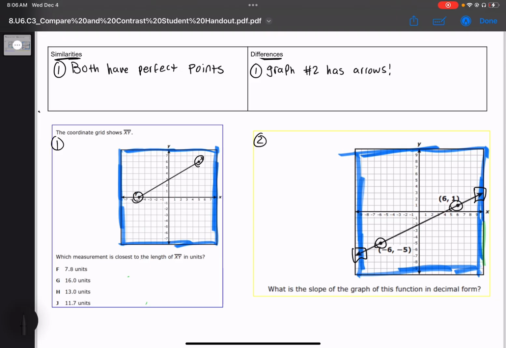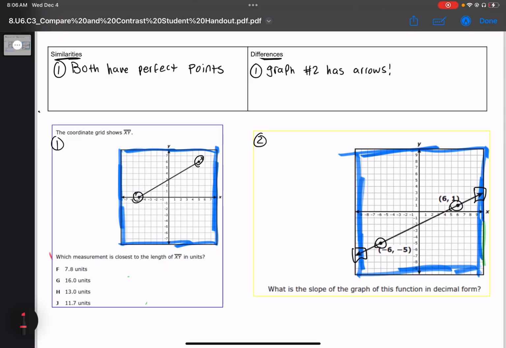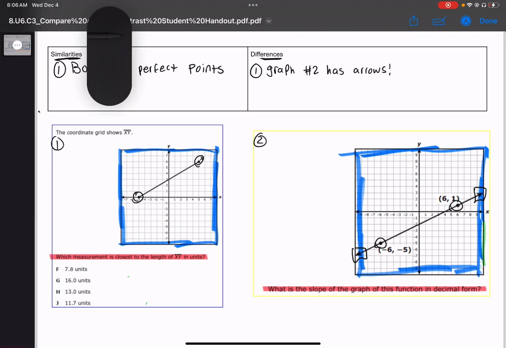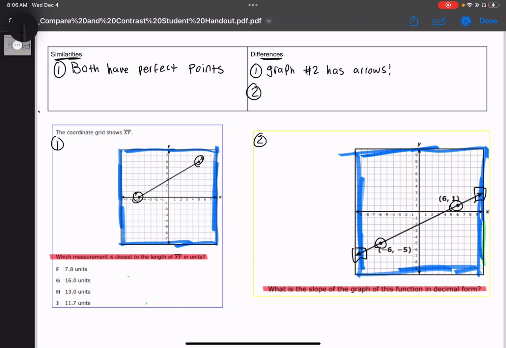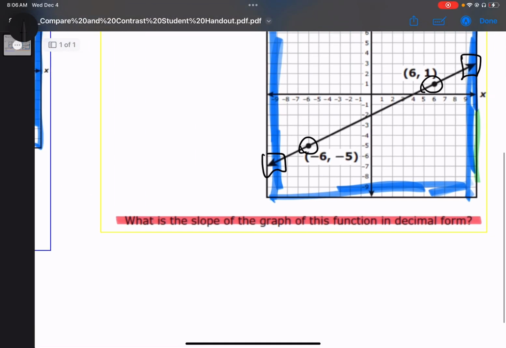Good. Awesome. So now that we noticed that from the graphs, I want us to pay attention. Nos fijemos en las preguntas, in the questions. What do we see that's different? That's the most important part. ¿Qué es diferente? So if you noticed, number 1 is asking for the length. Número 1 está pidiendo por la length, for the length. Number 2 is asking for the slope.